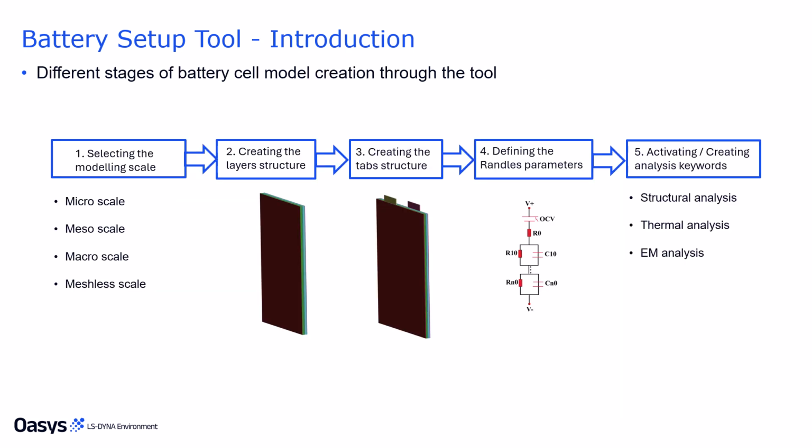The different stages of building a battery cell model through the tool involve selecting the desired Randos modeling scale, creating the layer structure, setting up the tab structure along with the required mechanical and electrical connections, defining the Randos properties, and activating or creating relative analysis keywords.